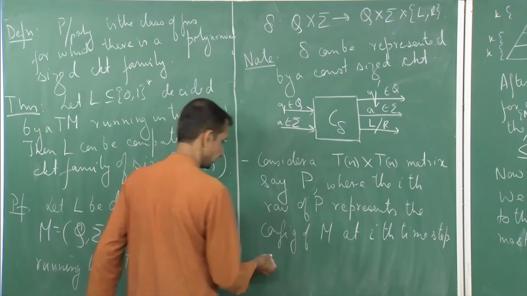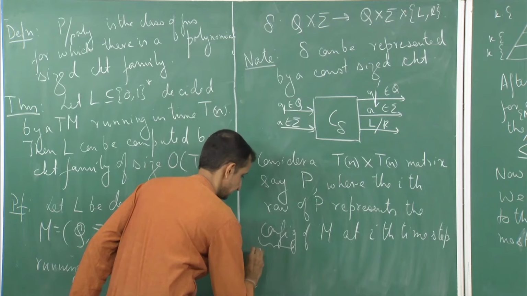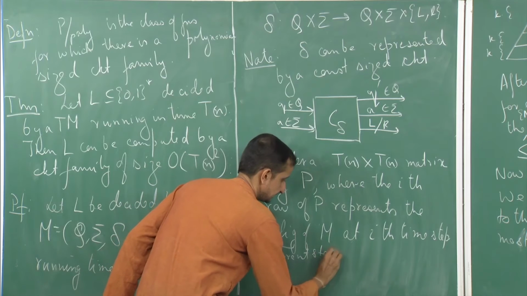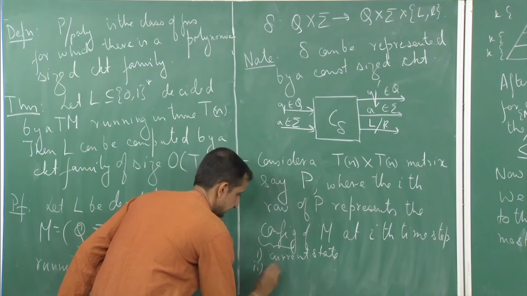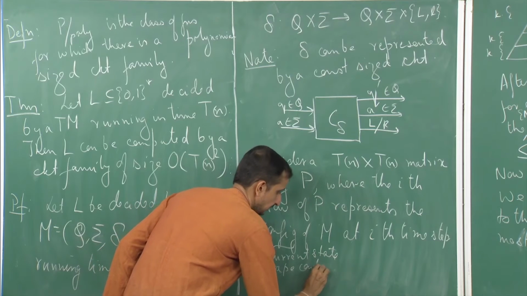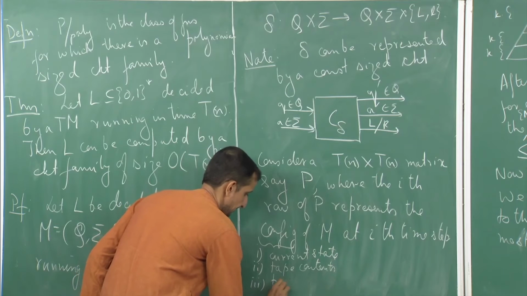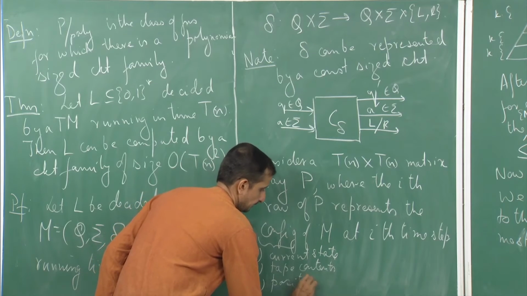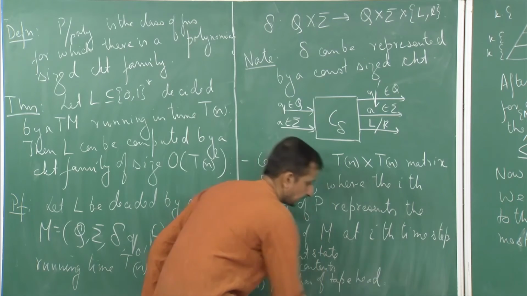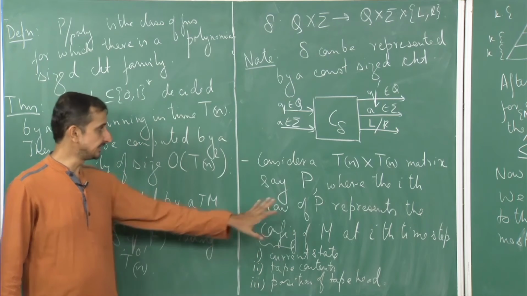So, a configuration of a machine consists of three things. Okay. So, a configuration consists of firstly the current state, secondly the tape contents, and thirdly the position of the tape head. Okay. So, we will see a method to encode all these three things into the Turing machine.